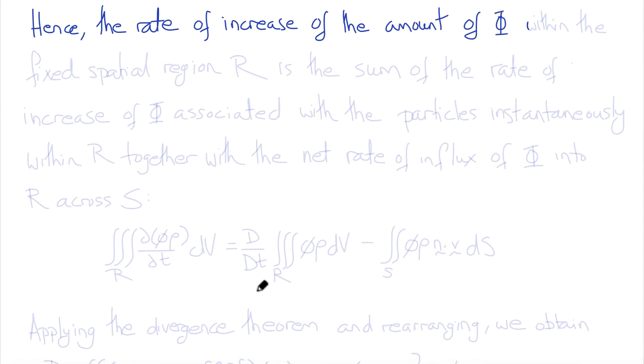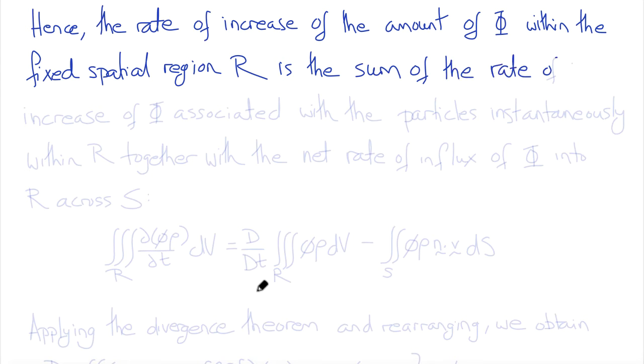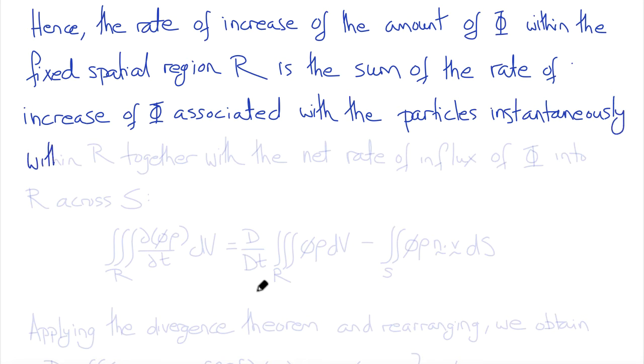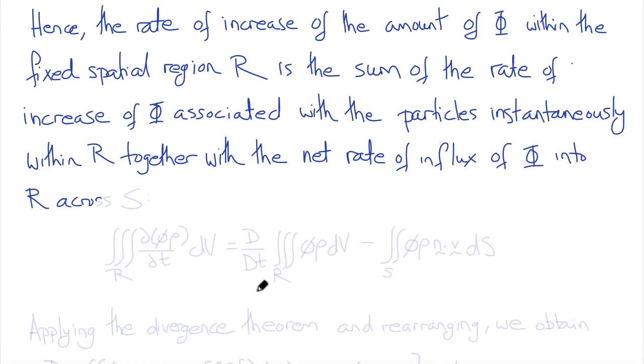Hence, we can write an expression for the rate of increase of the amount of capital Phi within the fixed spatial region R as being the sum of the rate of increase of Phi associated with the particles instantaneously within R, so that's the part that comes from the material derivative, together with the net rate of influx of Phi into R across the boundary of R, S.